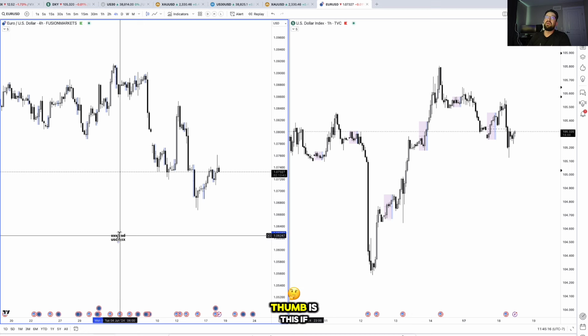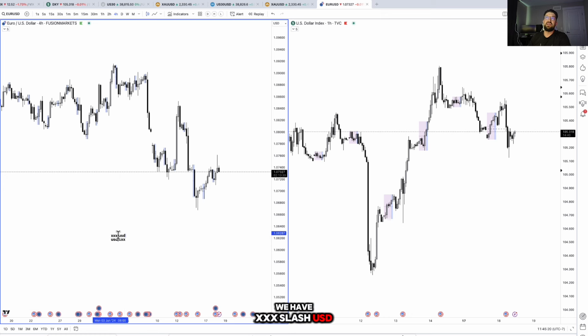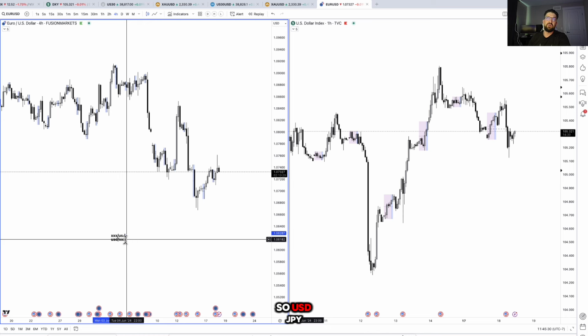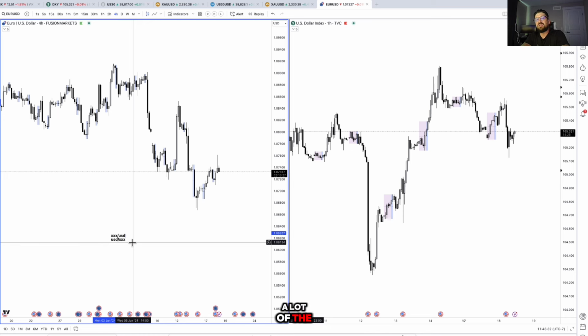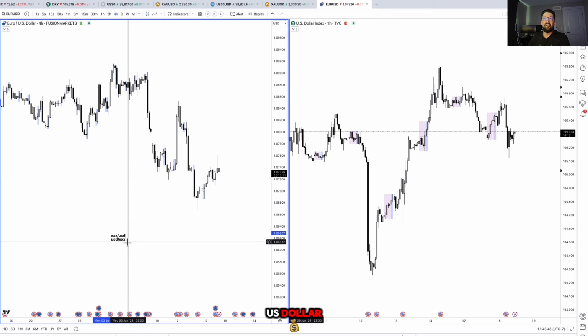Now, the rule of thumb is this. If we have XXX/USD, so Euro USD, it's going to go the opposite way of DXY most of the time. If we have USD/XXX, so USD JPY, a lot of the times they're going to go the same direction. There's obviously other factors involved, such as fundamentals and whatnot, but eventually it'll realign and that will be the way it goes. So the DXY is a dollar basket. It's the strength of the US dollar.